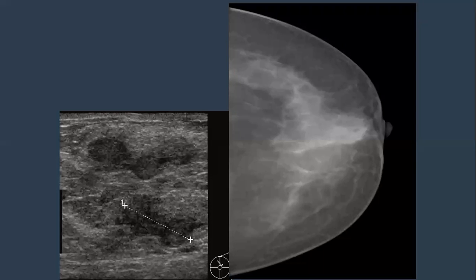Why are you hesitant? Yes, it is a duct. But it is a simple duct. No, a mass within a duct. Yeah, a lobulated soft tissue mass within a duct and associated with architectural distortion.